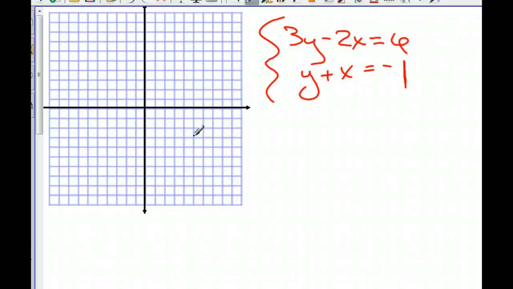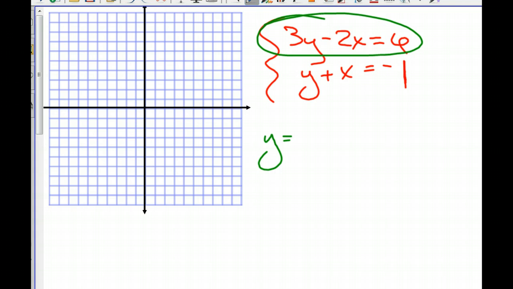Okay, anyway. Solve this equation by graphing. The way you do this, you take each equation, you put it in slope-intercept form. All right, what did you get for the slope-intercept form of 3y minus 2x equals 6? Y equals 2/3 x plus 2.